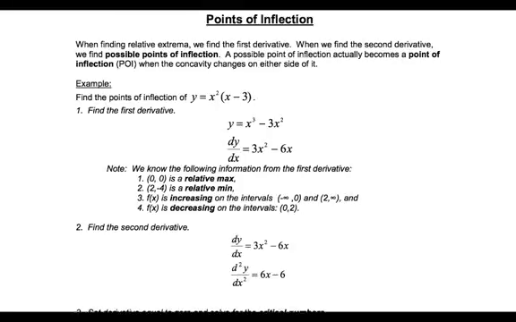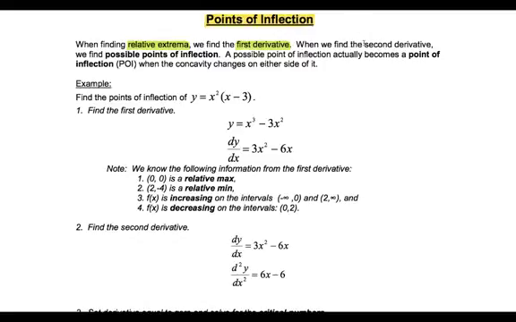Today we're going to be looking at an example of points of inflection. So, just a quick recap. When we're finding relative extrema, we use the first derivative, set it equal to 0, use test points on either side of that critical number and your vertical asymptotes, and then that tells us the intervals that it's increasing and decreasing, and also allows us to determine relative maxima and relative minima.